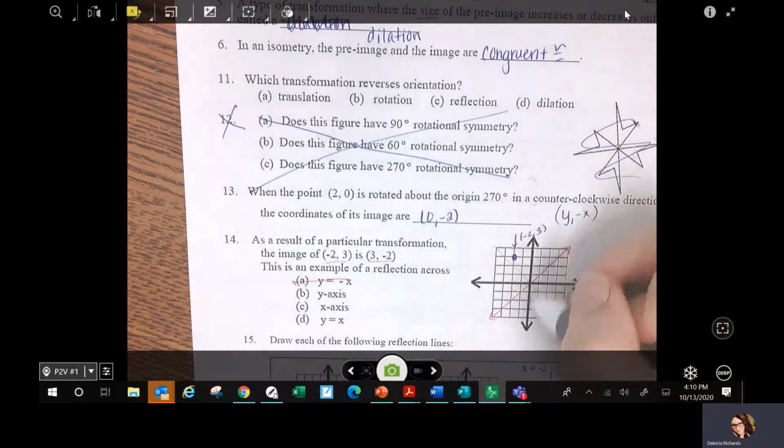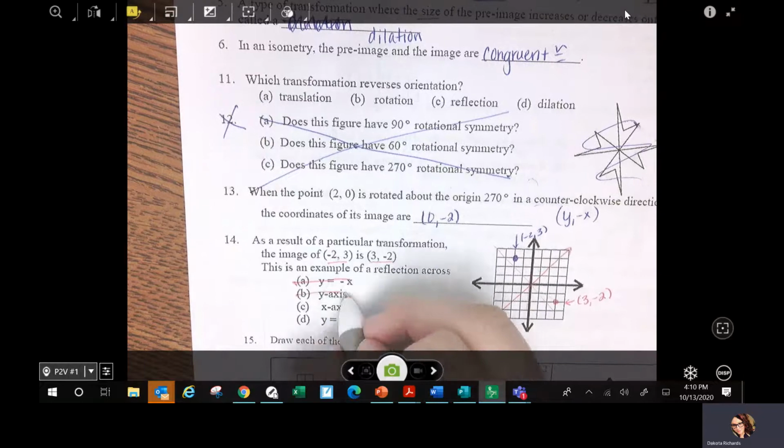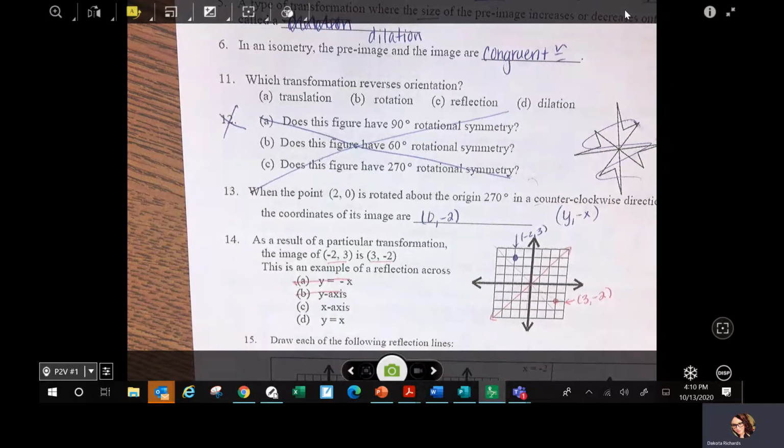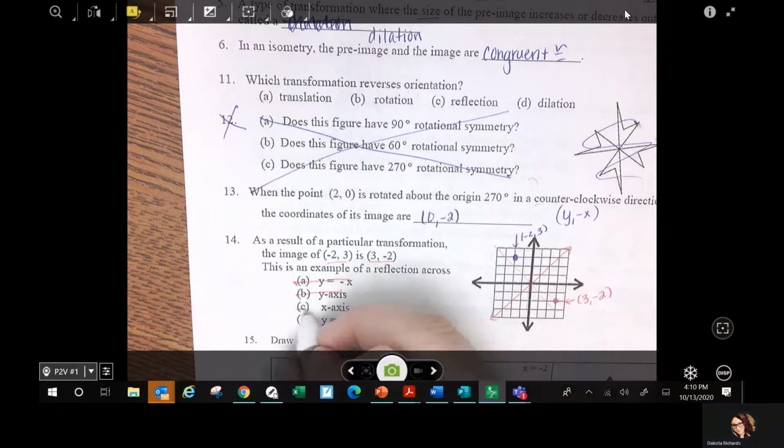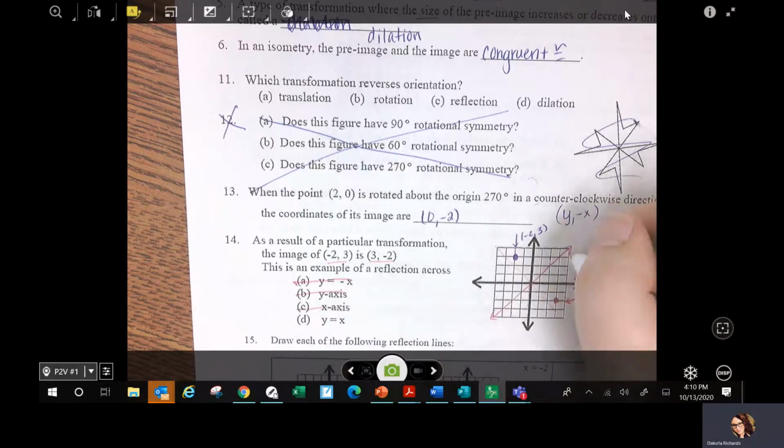Y-axis. Y-axis is here, so a reflection there would be this point here. We are not reflecting over the y-axis. X-axis, that would be this line. So if it's 3 units away up there, it's going to be 3 units away here. No, that's not what we're reflecting over. So this line that I drew is actually the line y equals x. And that is what you are reflecting over.